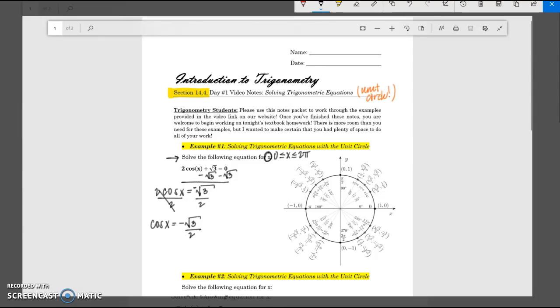At that point, the only thing that's left to do to get x by itself completely is to take the inverse cosine of both sides. The inverse cosine of cosine is going to allow me to get x by itself. So I can just perform this operation. These will cancel out, and I'll have that x is equal to the inverse cosine of negative root 3 over 2. At this point, that's an operation that you've seen before.